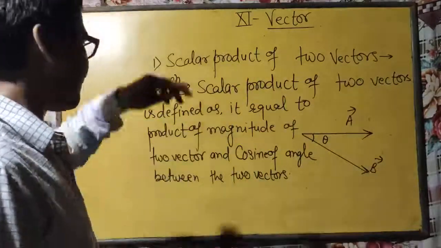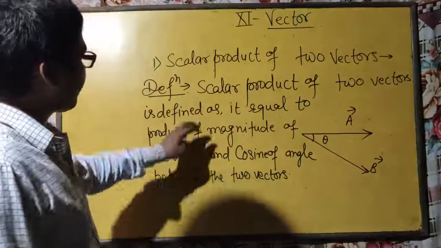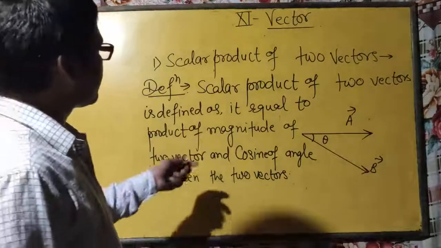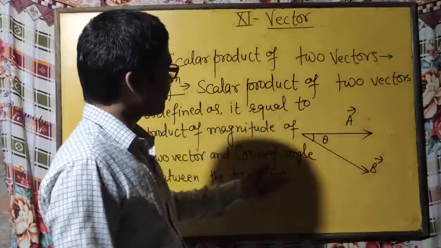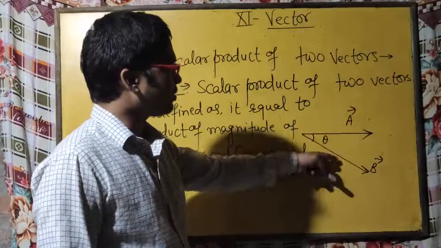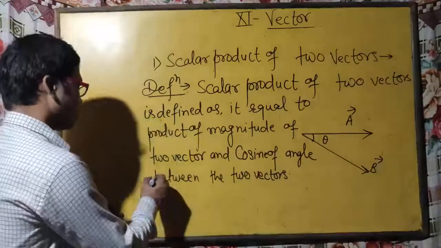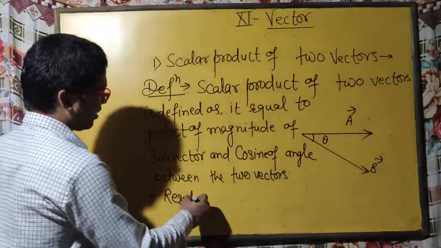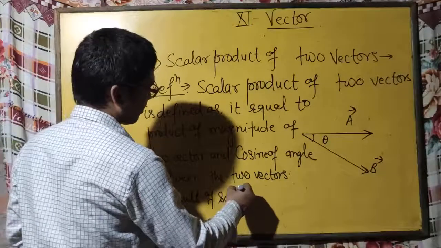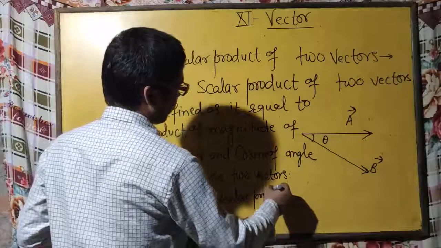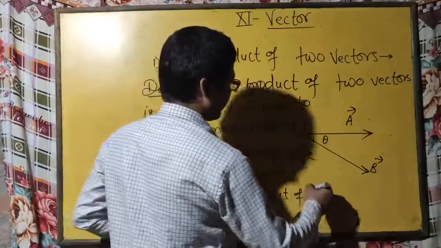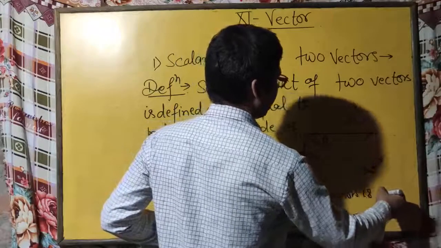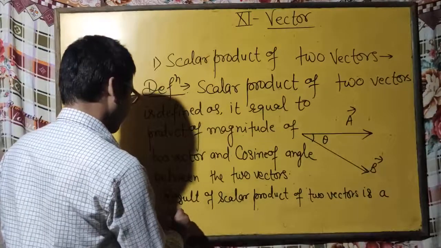You can note down this definition, but I am going to explain the meaning of this statement with the help of an example given by two vectors. The result of the scalar product will be a scalar quantity. So you can write here: the result of the scalar product of two vectors is a scalar quantity.